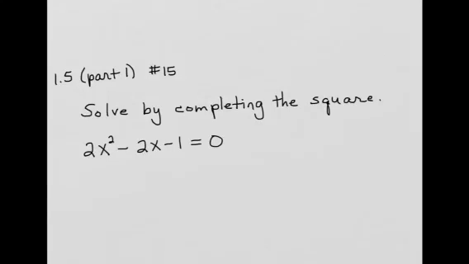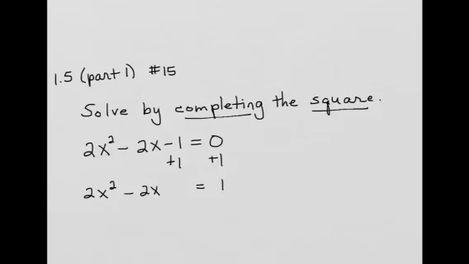To solve this problem, I'll start by adding 1 to both sides of the equation. We want to solve by completing the square, so we want our variable terms to be on one side and the number term to be on the other. Now I have 2x squared minus 2x equals 1, and the 1 is on the right-hand side.